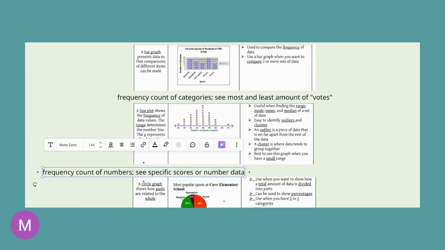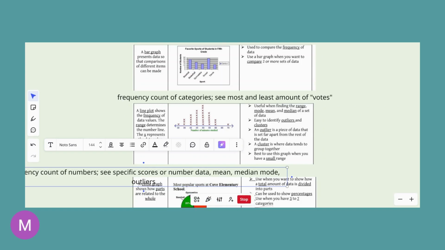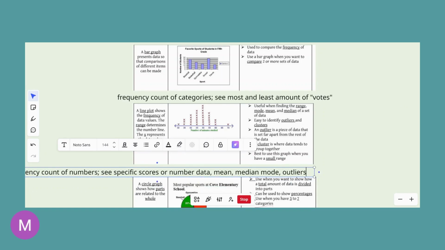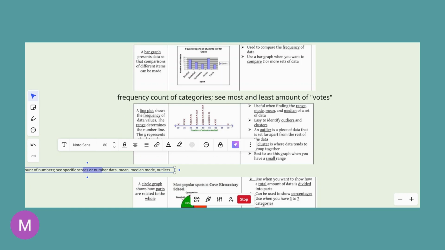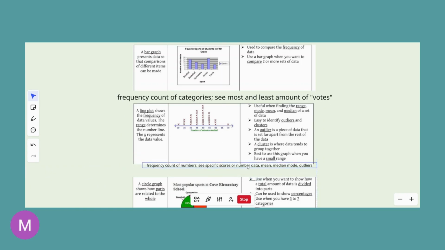It also helps you see the mean, the median, and the mode, and any outliers very easily. It also shows you the range because the line number here is going to show you the range. So in this one, the number of minutes studied, the range of numbers is from 30 to 70. All right. Still a frequency again, but it's going to give you more specifics on those measures of center.